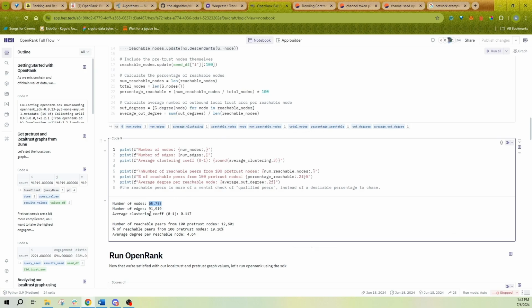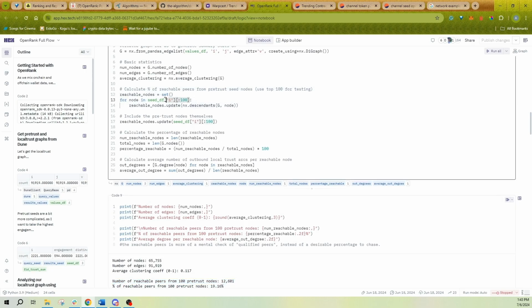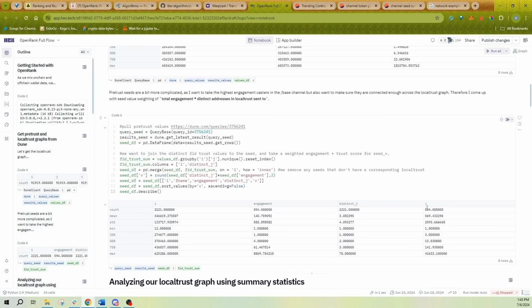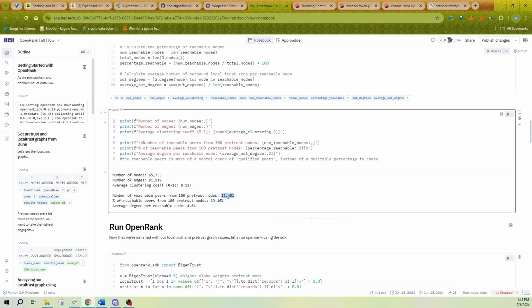So what I want to do is track the number of reachable peers from the 100 pre-trust nodes. I selected the top 100 nodes from my seed, and I essentially recursively see, from these nodes, how many nodes can I eventually reach? If I chose a person and checked who that person is connected to, and who that person's person is connected to, how many people can I ultimately end up reaching? With 100 pre-trust nodes selected using this value weighting up here, I can reach, I think it's 12,000 nodes, which is roughly 20% of the network.